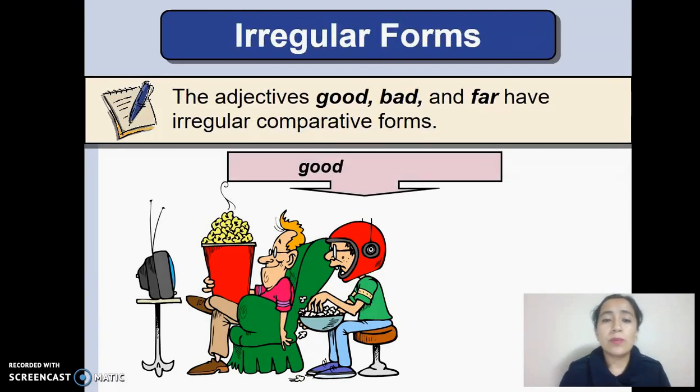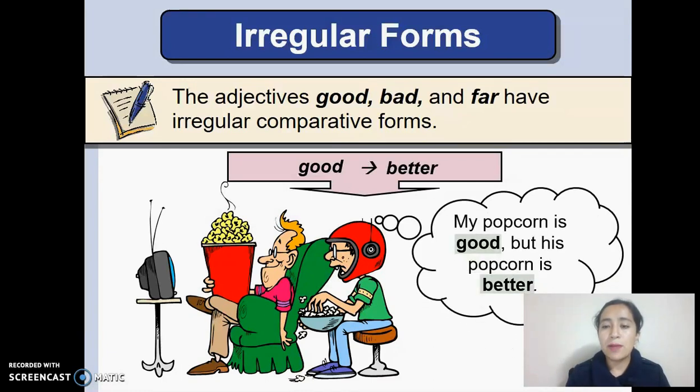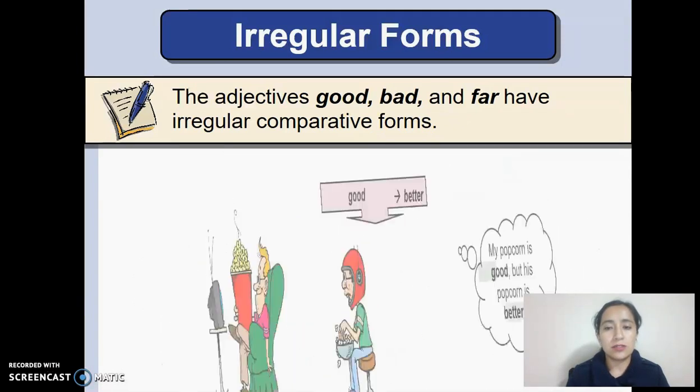Finally, I want to explain to you some irregular forms that these three adjectives have: good, bad, and far. These adjectives do not follow any of the patterns that we have studied. In this case, we are going to use a different form for the comparative adjectives. For example, for good we have better. My popcorn is good, but his popcorn is better.